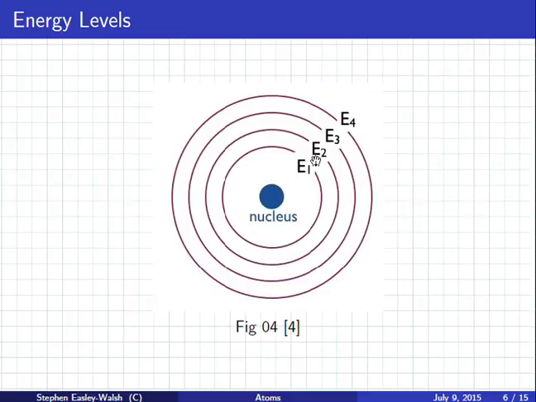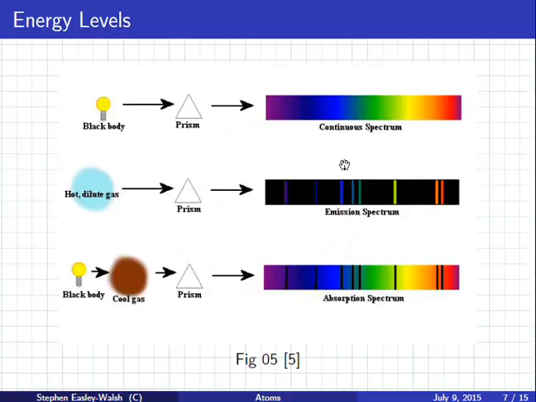Now, there's an interesting experiment that actually shows that this is the situation. How do you know it's the situation? Well, we'll have a look at an experiment. Here is some light, and here is a prism. Like a rainbow, when the light comes into the prism, you get all the different colours. Now here's a hot gas, like the sun or a star. The light goes through the prism, and you get this image here.